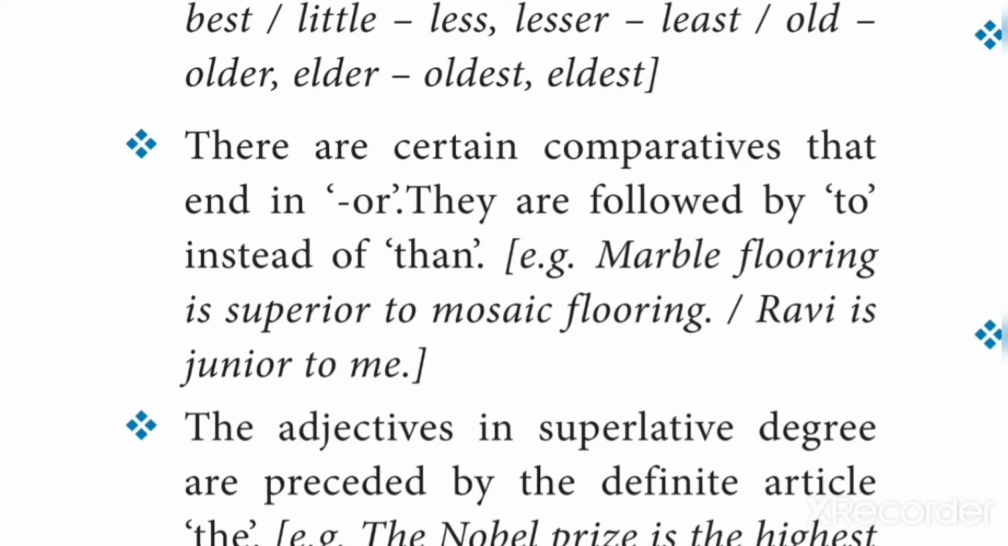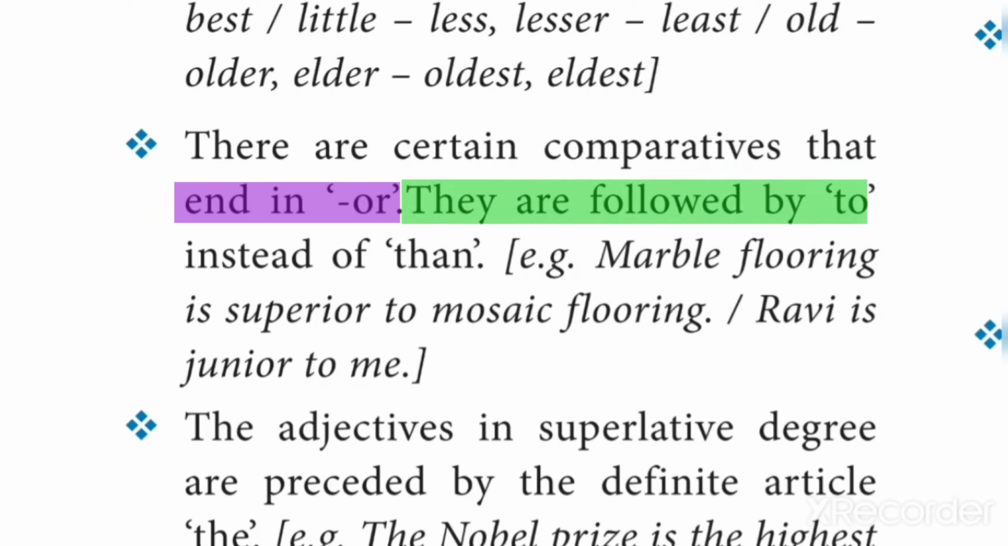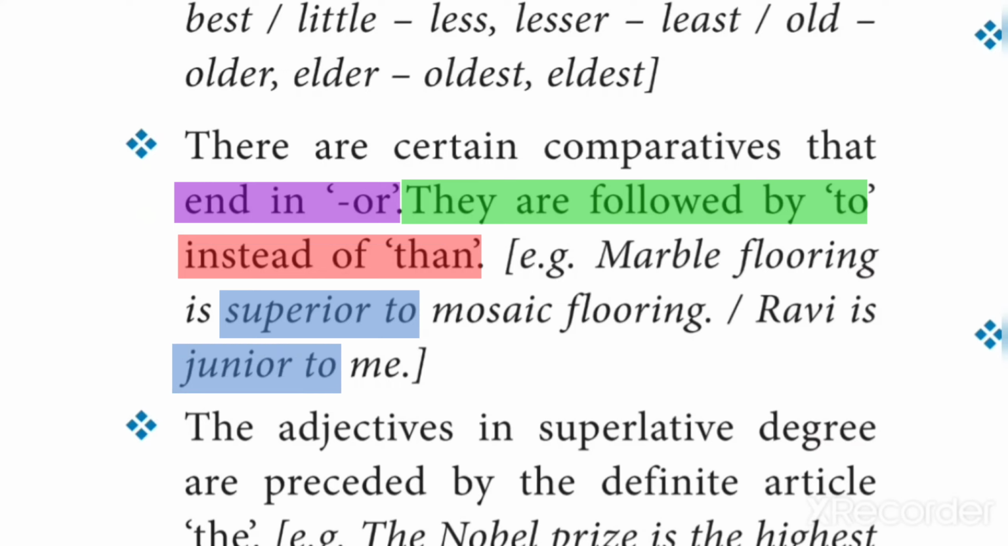There are certain comparatives that end in the suffix or. They are followed by to instead of than. Example, marble flooring is superior to mosaic flooring, and Ravi is junior to me. In both these examples, you don't find than after the comparative adjective.